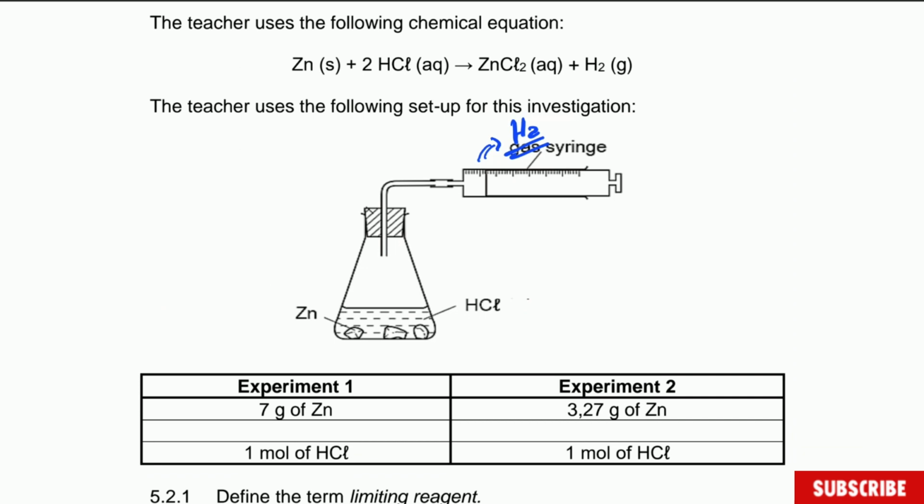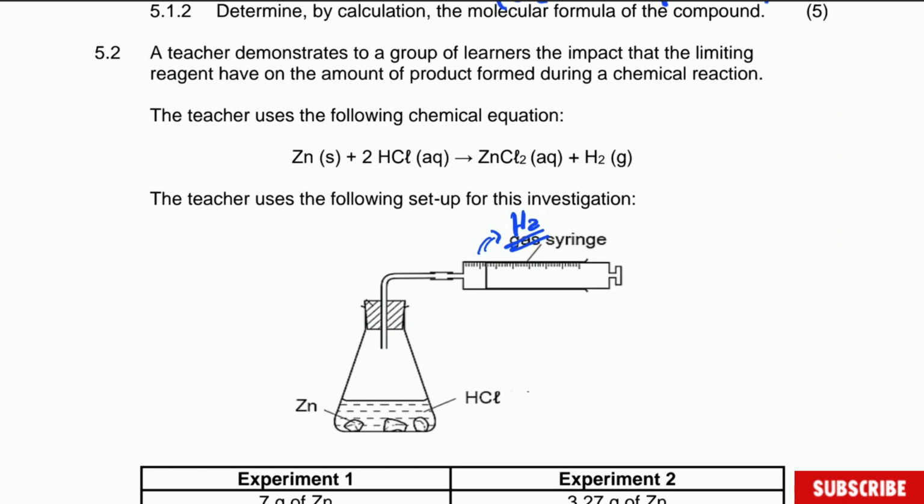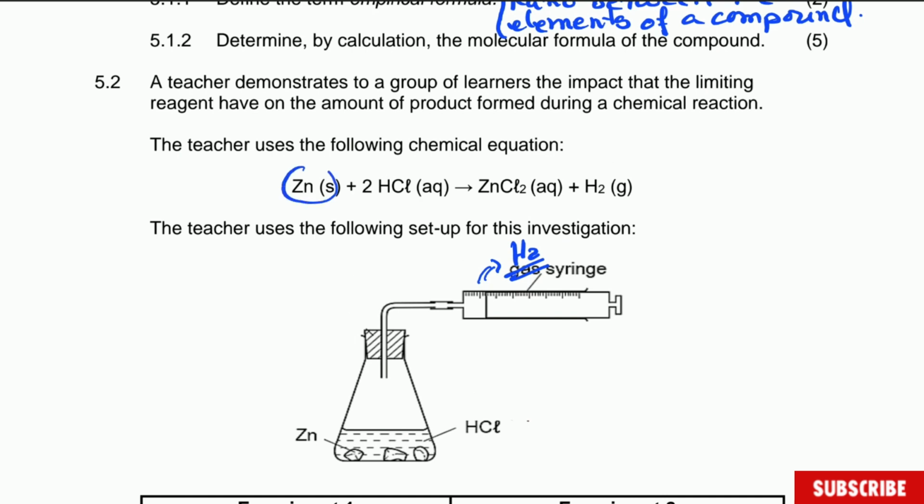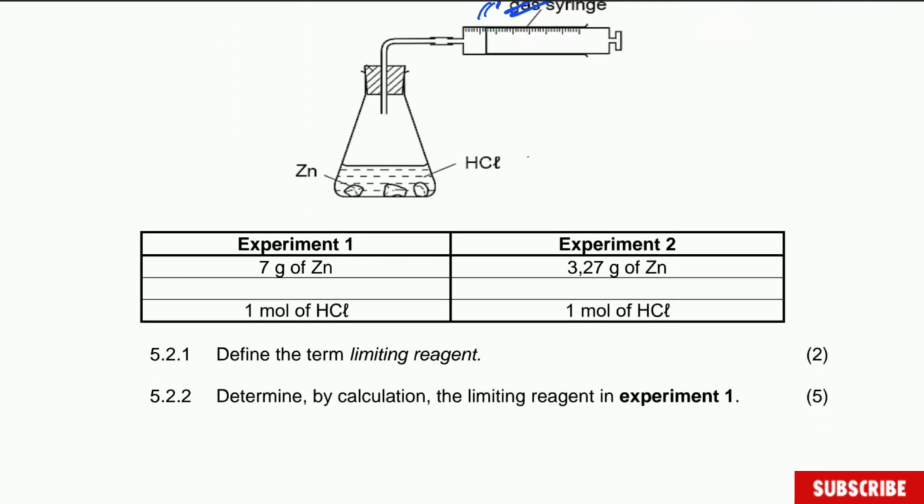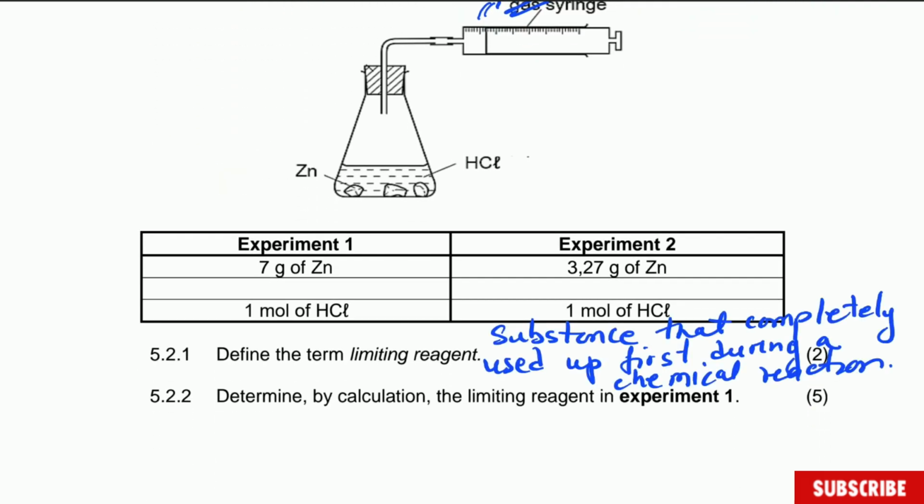So there are two experiments, and you can see that they change the amount of zinc. In other words, zinc is the limiting reagent. This one is the limiting reagent, okay? That is important to know. Define limiting reagent. The limiting reagent will be the substance that is completely used up first during a chemical reaction. There are 2 marks for that one.